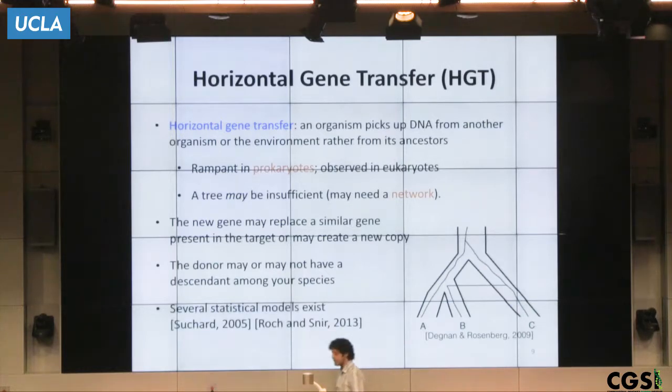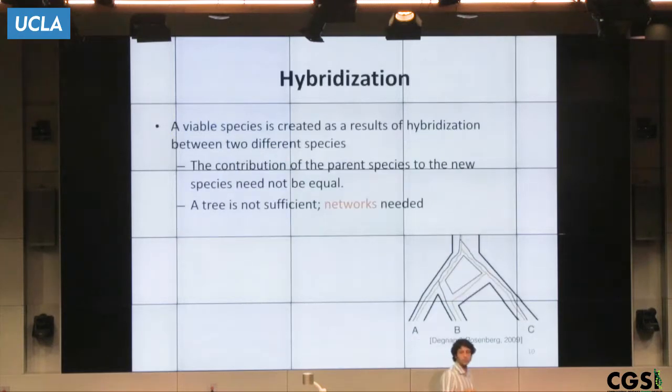There are various statistical models that have been developed to study HGT, including by some people in this room. Saigi has one with Sebastian Rock. Others have models. There are several models that can be used. Okay, so close to horizontal gene transfer is the idea of hybridization. It's not the same, but it has some similar features.